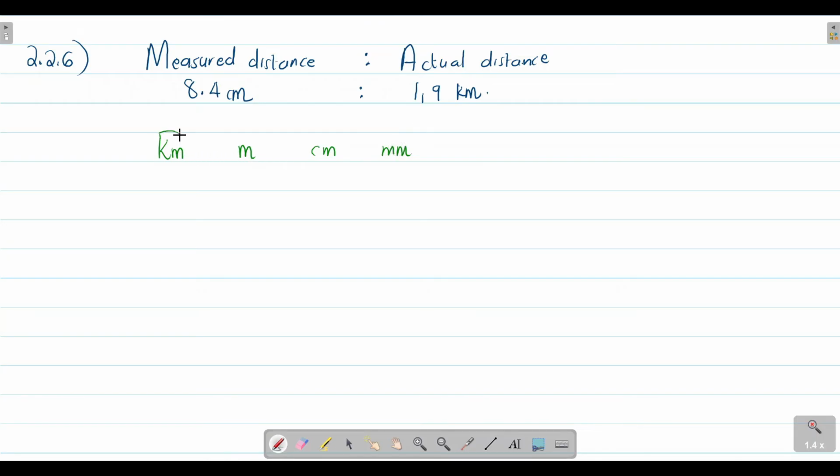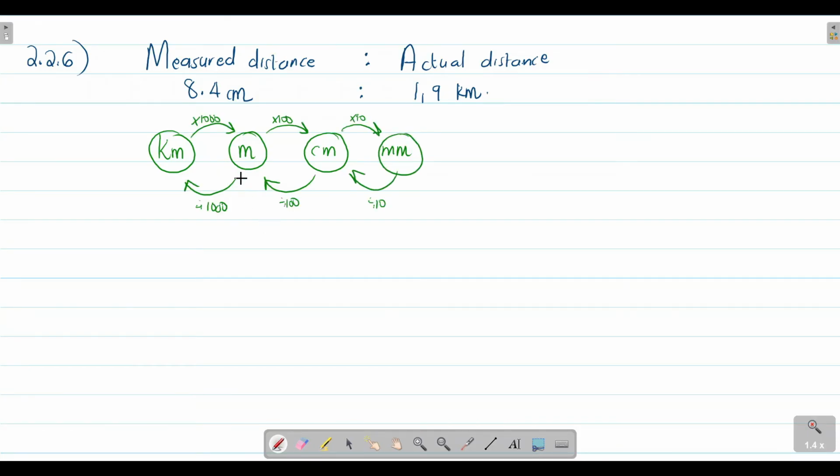So we want to convert the kilometers to centimeters, okay? If you want to convert from kilometers to centimeters, guys, what do we need to do? We're basically going to take that 1.9 kilometers and multiply it by 1,000. When we multiply it by 1,000, it's going to put us at meters. So we need to then continue and multiply by 100. And when you multiply by 100, that is going to leave us at centimeters.